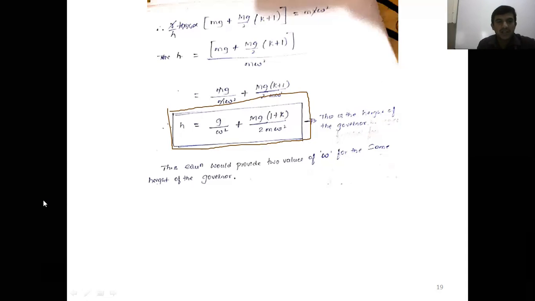Clear? Is there any doubt regarding the derivation? If you have a doubt, please unmute yourself and ask the question. Sir, how many marks will they give, sir? For the derivation, 6 to 8 marks. Yes. Okay. Shall I move on to the next topic?